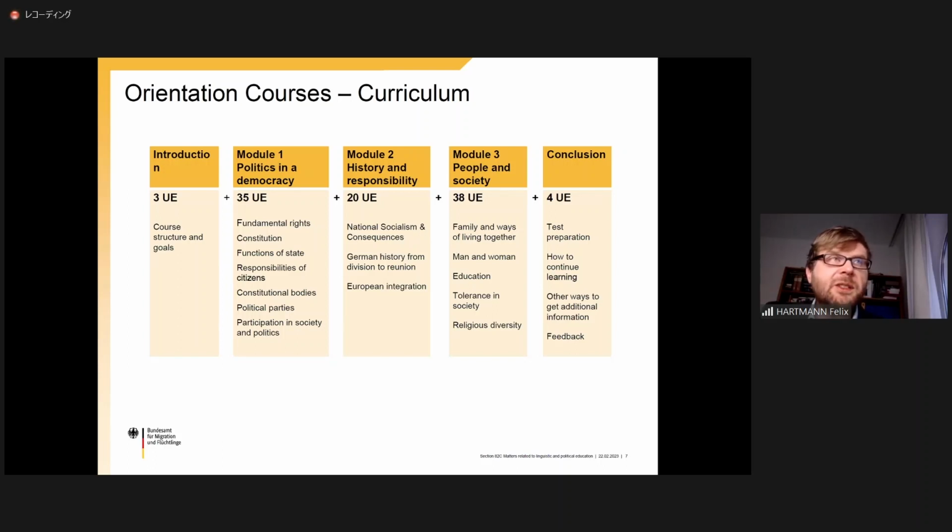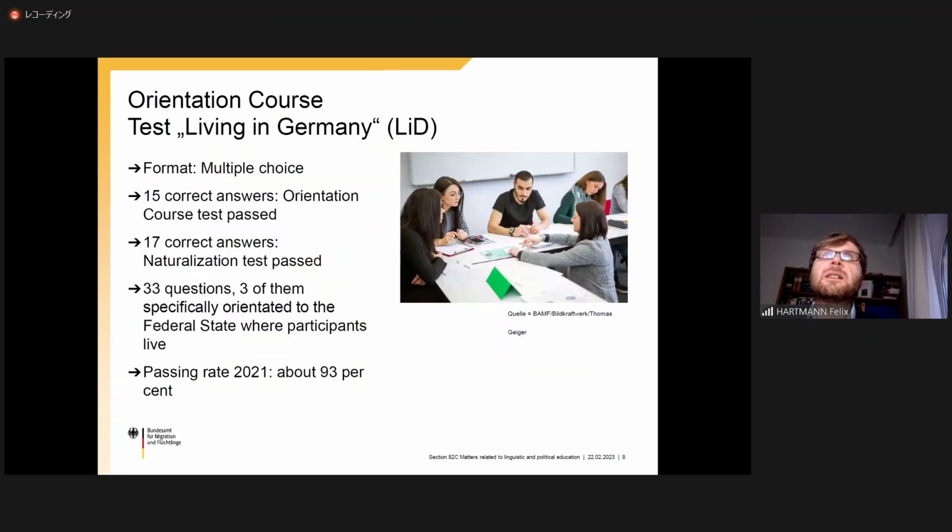At the end of the orientation course comes a test, like I told you. The test is called Living in Germany, and it's a very easy multiple choice test. The test is identical with the naturalization test. So when you apply for German citizenship, you have to do the same test. But it's not that at the end of the orientation course, you apply for citizenship, but it's the same test. So to pass the orientation course, you have to give out of 33 questions, 15 correct answers, and to pass the naturalization test, 17.